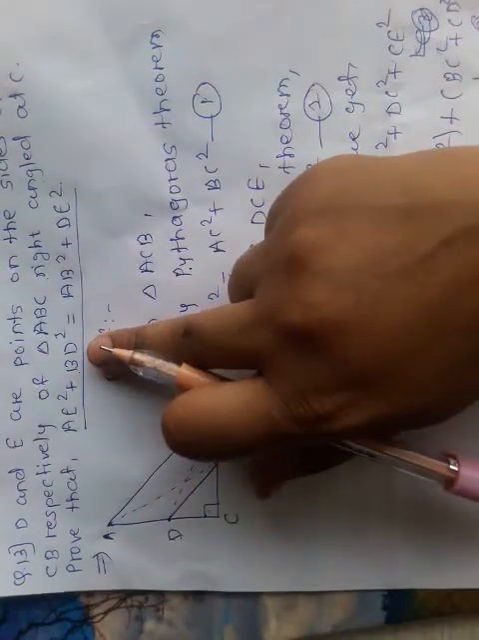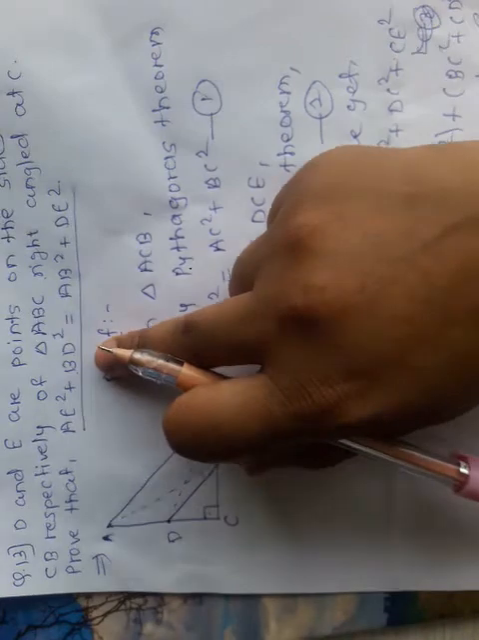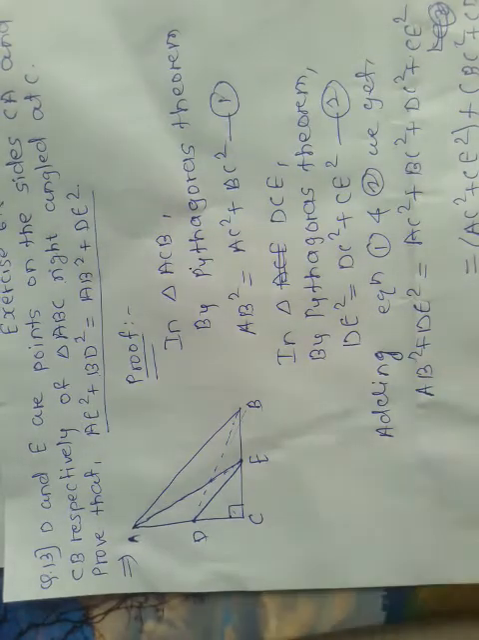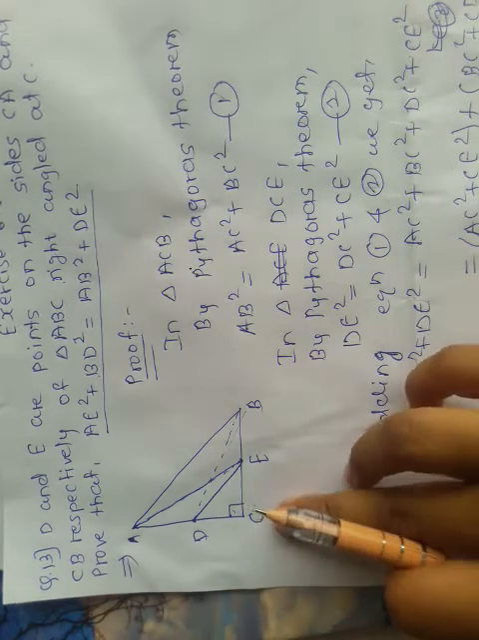Now we have to find AE square and BD square. For AE square and BD square, again we have to choose the triangle. See in this triangle, this is the AE line. We have to choose such a triangle which contains angle C. In all these triangles, angle C is common.